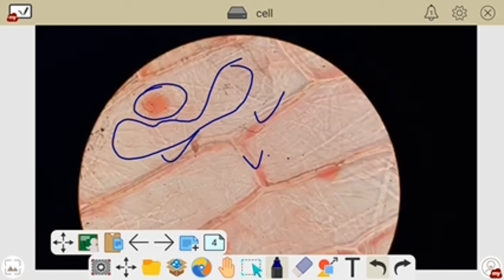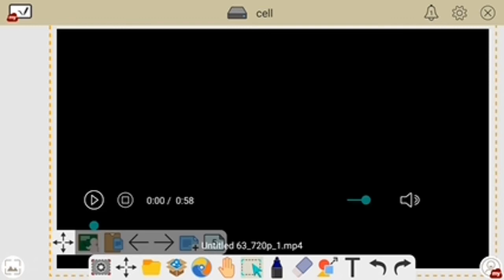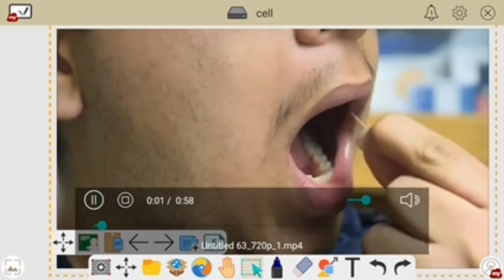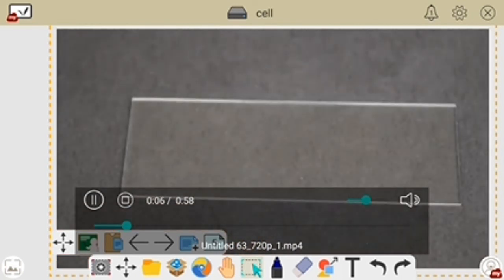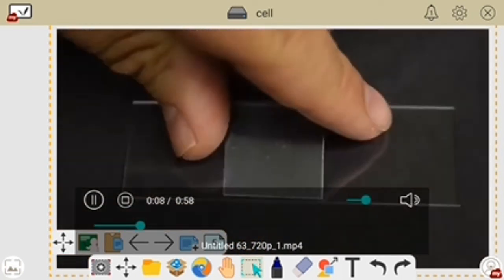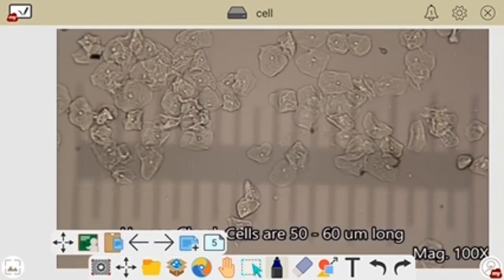Let's see an animal cell, that is a human cheek cell. For that you have to view this video. So how to collect the human cheek cell? You have to take a toothpick and scrape it inside your mouth lightly and put that scrape onto the glass slab and view it. Let's see how to do this. First you have to collect the sample, place it on a glass slab and cover it properly with a glass slip, and view it on the microscope. So you will see like that.